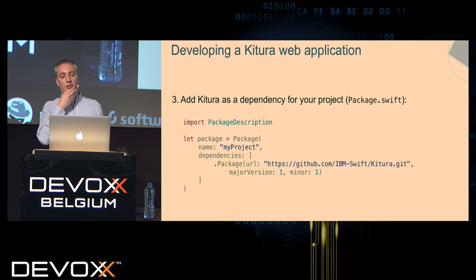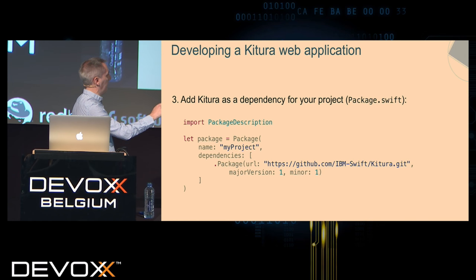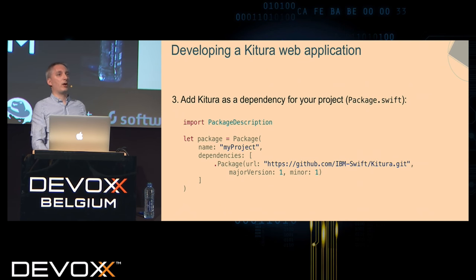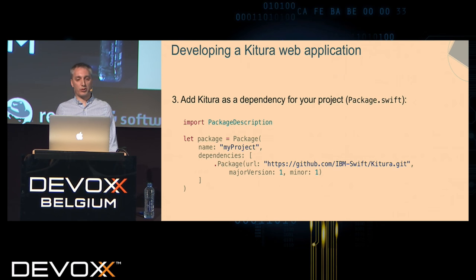So inside that package.swift file that's just been created, you would add Kitura as a dependency, and the way that works is like this. Here's a little bit of Swift code. We're creating a package, giving it a name, and then declaring its dependencies, and the dependencies are defined by the git URL and then also the major and minor version. The way this works is it uses semver, semantic versioning, and it's looking at tags on the GitHub project. So we will have a 1.1 tag of Kitura on our GitHub project, and then you can depend on that, and SPM will pull down that exact tag for you.